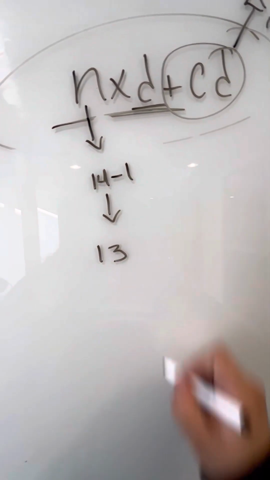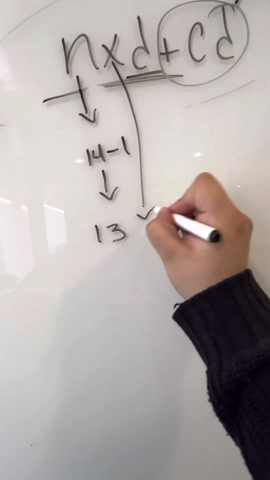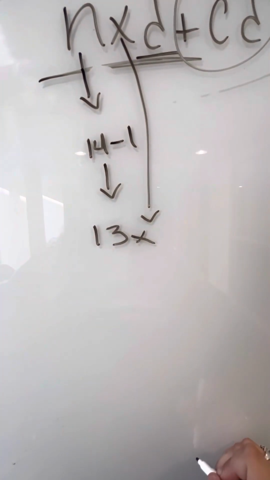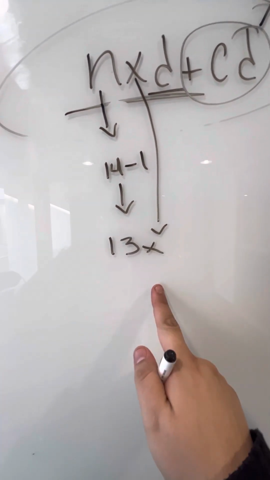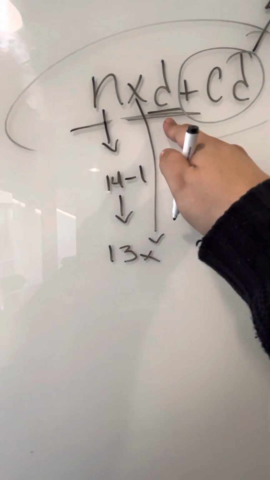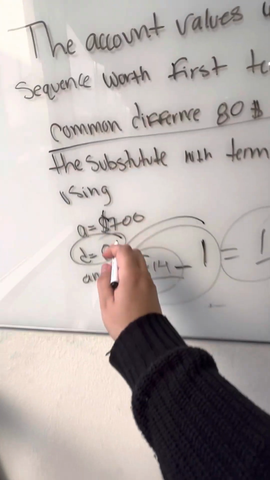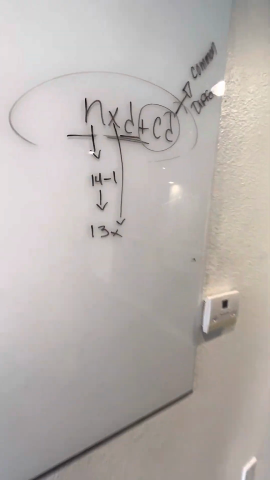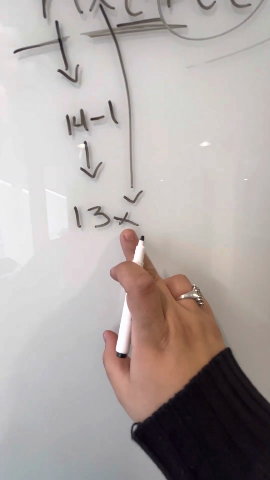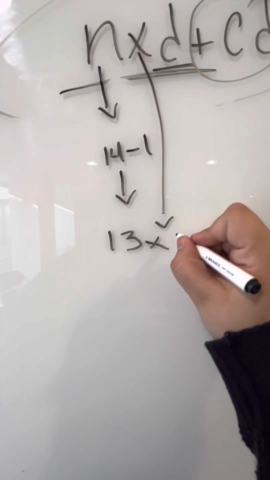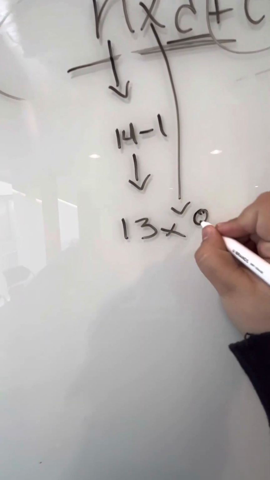All right, next we gotta bring down the multiplication symbol. N would be 13 times, what's next? D. Does anyone know what D is? All right, let's go back and reread it. Okay, D, I circled it for us. D is 80, so then we come back over here, 13 times D, which is 80.